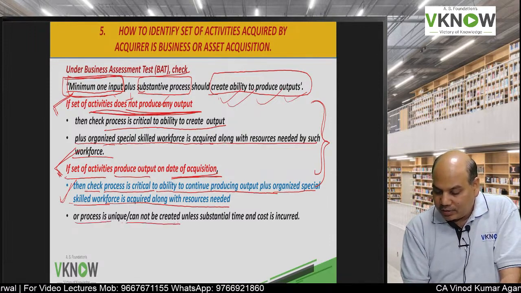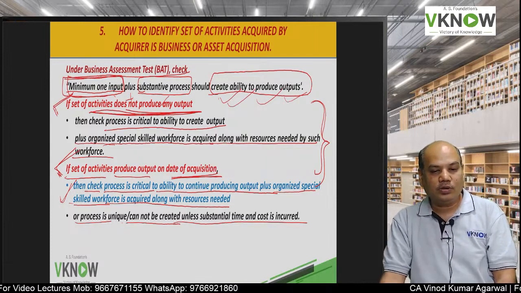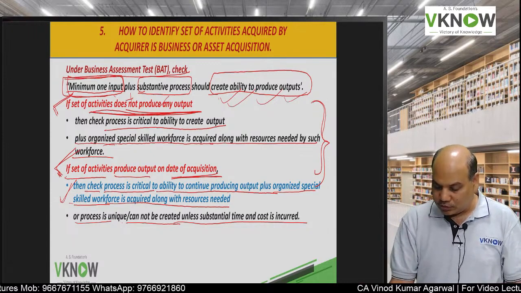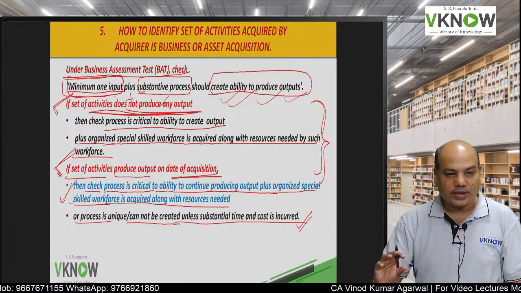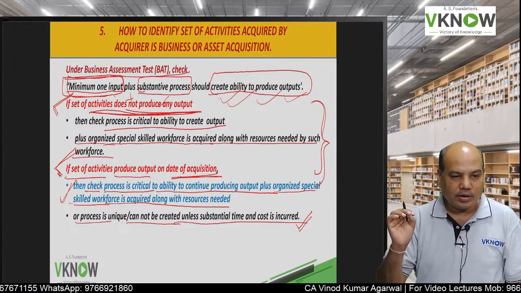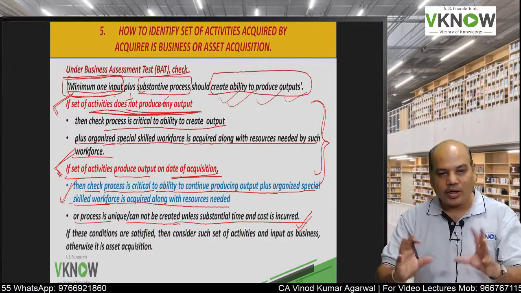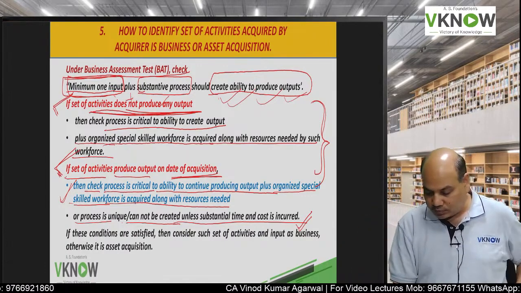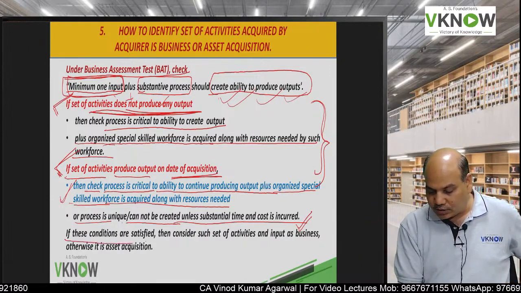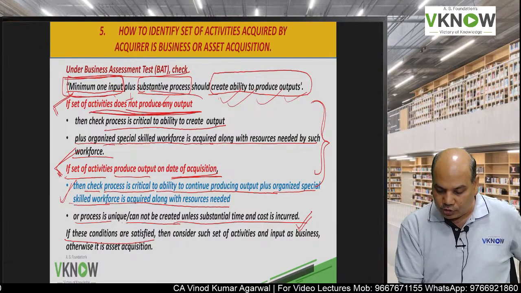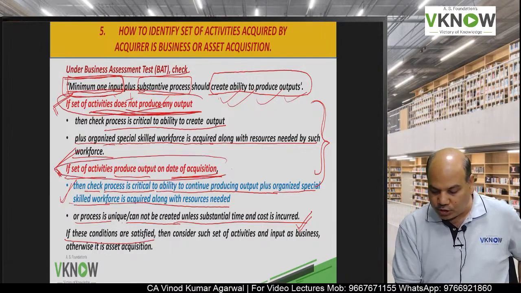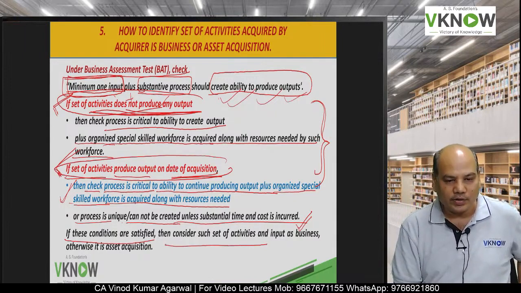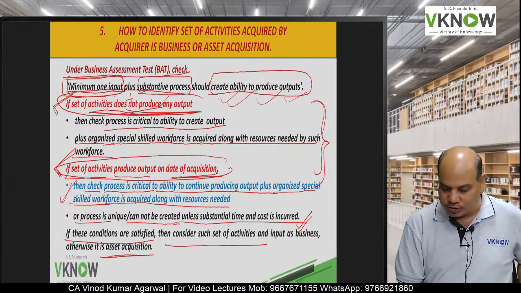The process cannot be created unless substantial time and cost is involved. So that process is either unique or it will require substantial time and cost. If you want to create a similar business, it will take a lot of time. If you want to create another Reliance kind of business, it will take a huge amount of time and expenses. If these conditions are satisfied, whether it is not producing output or it is producing output, then this set of activities will be called a business. Otherwise, it is an asset acquisition.